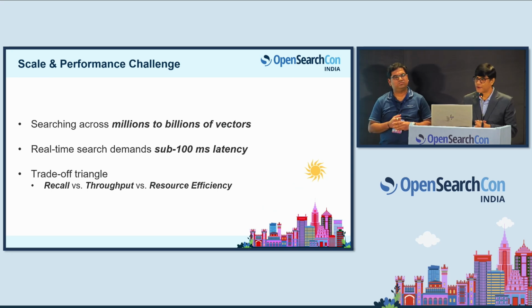The second thing is the fundamental computation of any vector search. What is it? Do you know what the fundamental computation in vector search is? Any idea? Similarity. So how do you find the similarity? Yes, please. Yes, distance calculation.